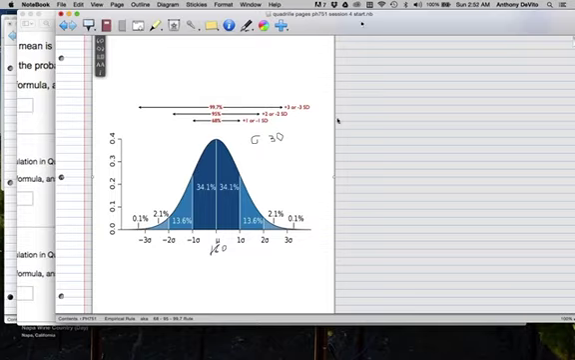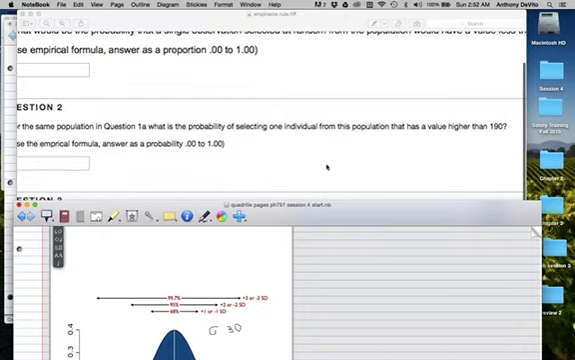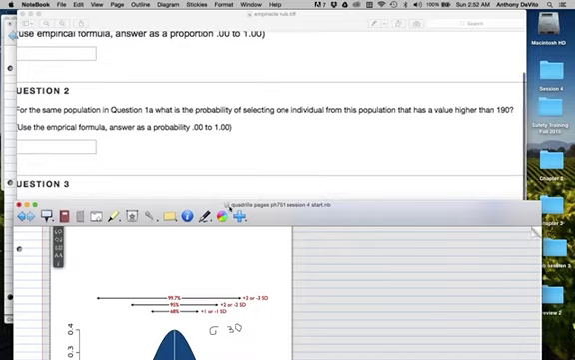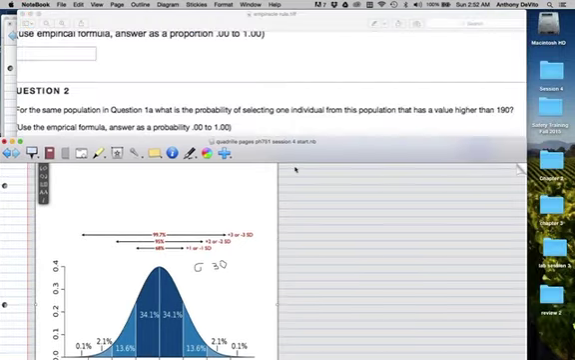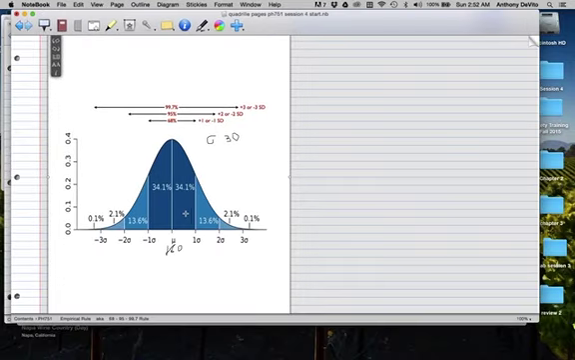Okay, so let's take a look at the second part of this problem. What's the probability that one individual from this population has a value higher than 190? Well, 190 would be 30 above 160, or in other words, one standard deviation above the mean. So the probability that they would have a value higher than 190 if we selected someone at random is going to be the same as we had down here. The 34% and 16% of this distribution is above that. So that would be about 16%.